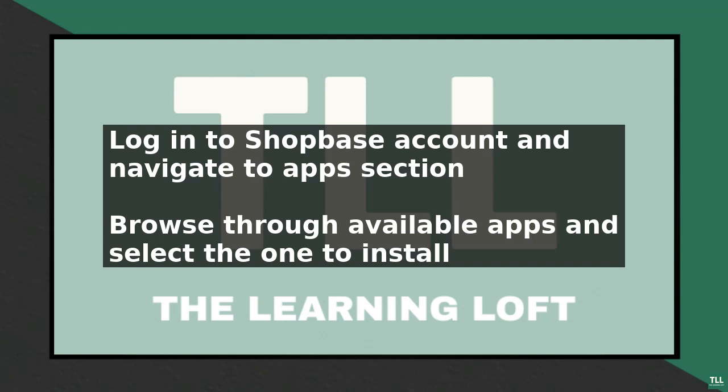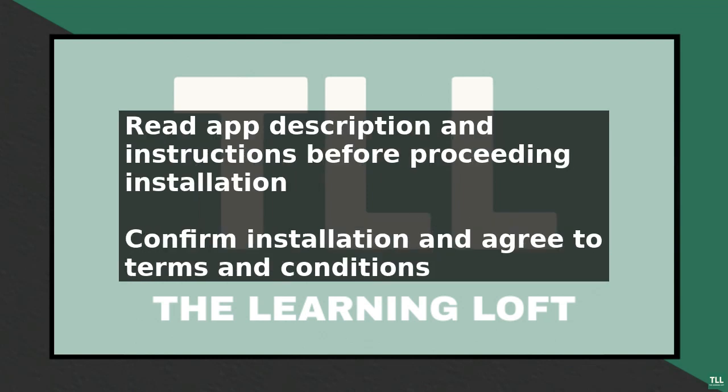To get started, log into your Shopbase account and navigate to the Apps section. Here you will find a list of available apps that you can install in your store. Browse through the list and click on the app you want to install. Each app has its own description and instructions on how to install and use it. Read through the description and instructions carefully before proceeding with the installation.